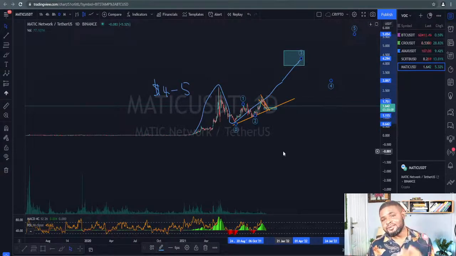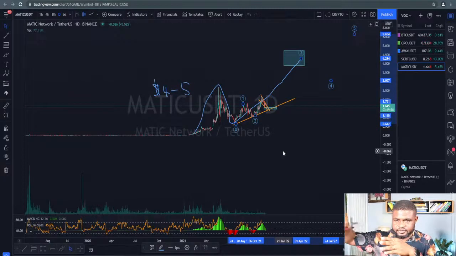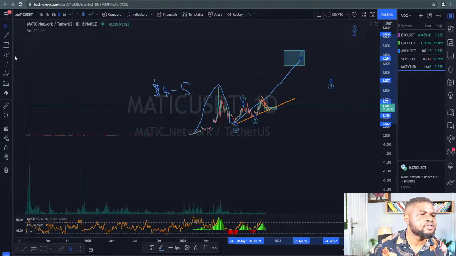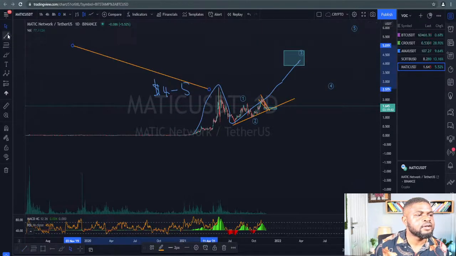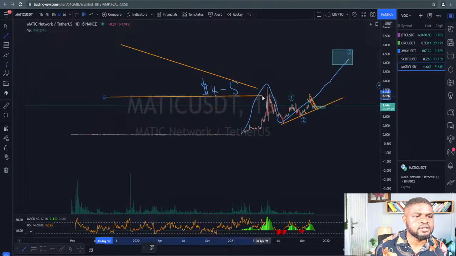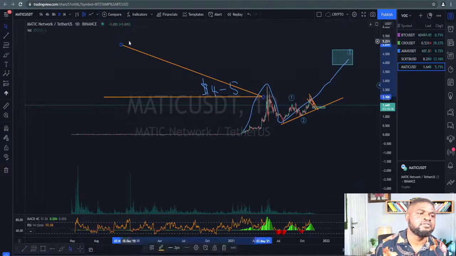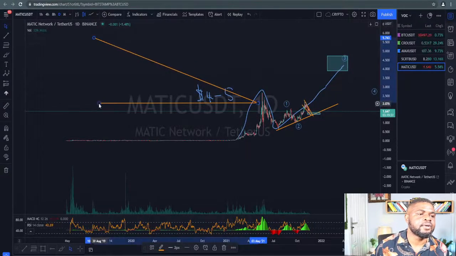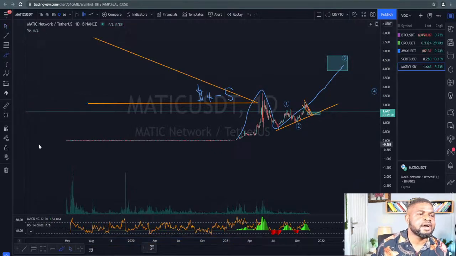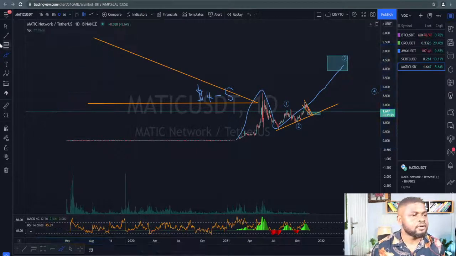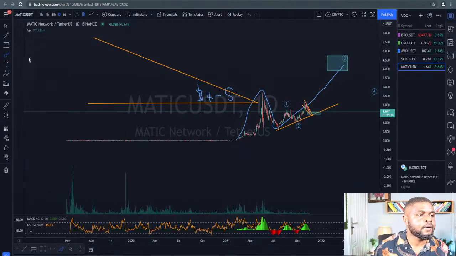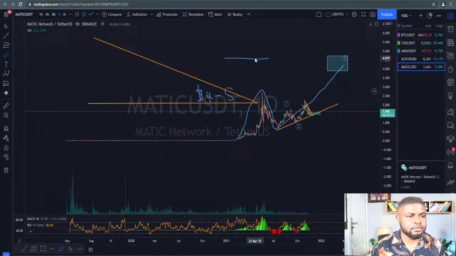Because you can have a triangle that contains 5 waves, and each of those waves has 3 waves, like wave 1 2 3, another 1 2 3, another 1 2. Okay, let me see if I can. So if this is a triangle, right? I'll just assume this is a descending triangle. Of course, there are different types of triangle. If I assume this is a descending triangle, okay, then what I'm saying is, as the price goes up, right? Oh, let me do it this way. Stay with me, friends, let me get it right.